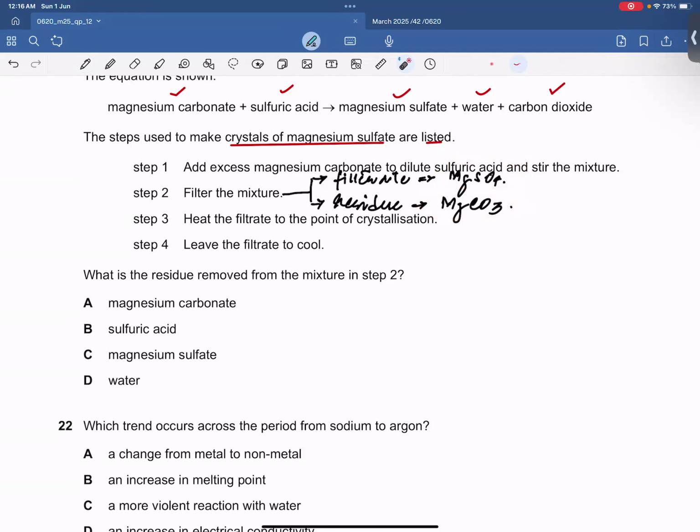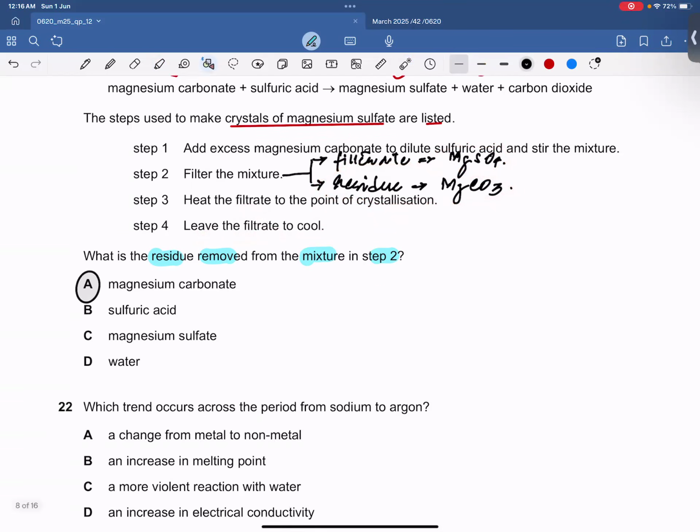Now the third step: after filtration, we need to heat the filtrate to the point of crystallization, then leave the filtrate to cool, and you will get the crystals of magnesium sulfate. What is the residue removed from the mixture in step 2? Magnesium carbonate. So the right answer is A. Okay, that's easy.